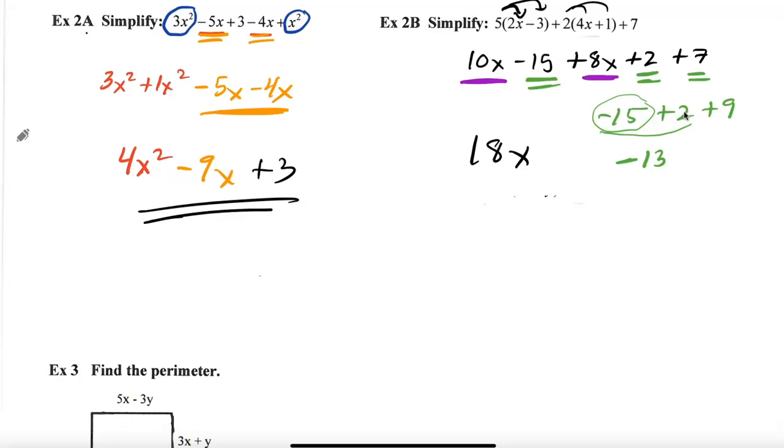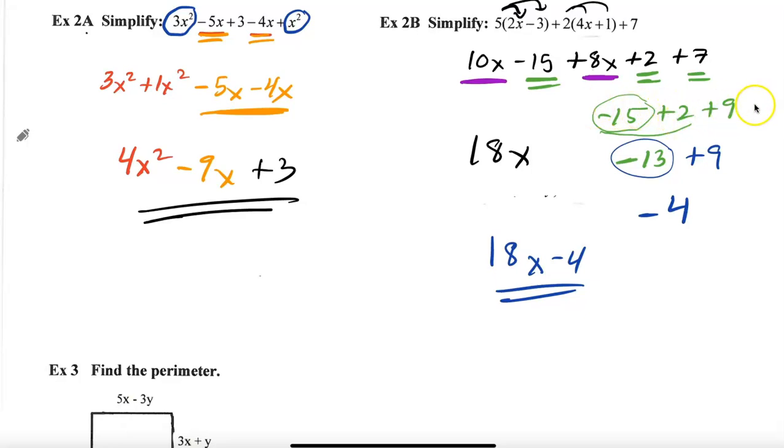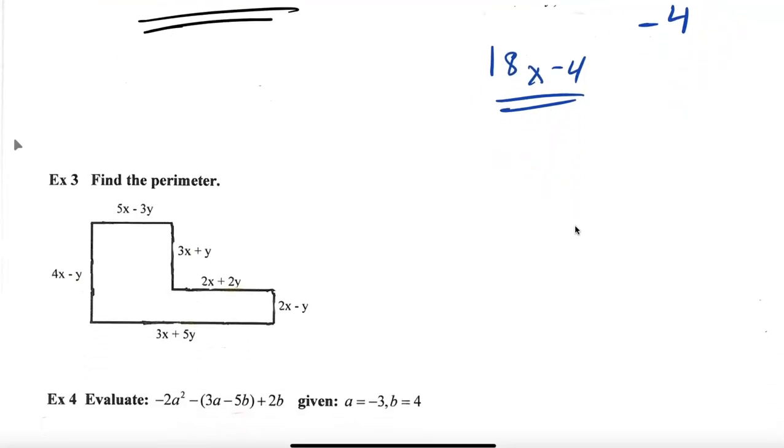And then we're going to go plus 9. Same idea, they're different signs, so just subtract. 13 minus 9 is 4. The negative is bigger again, so it's a negative. So you get 18x minus 4. And again, I'm showing all the steps. If you know how to add, just add them, right? Negative 15 plus 2 is negative 13, plus 9, negative 4. So we get there.